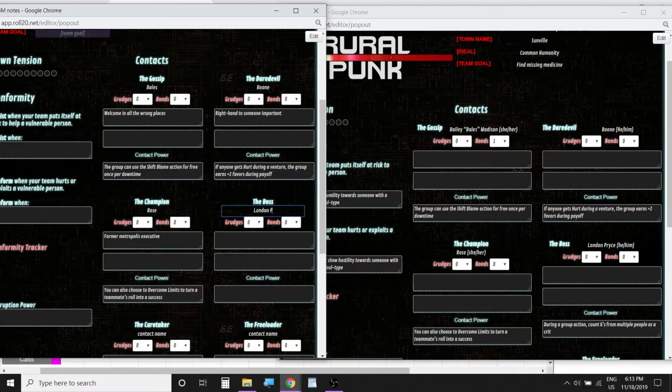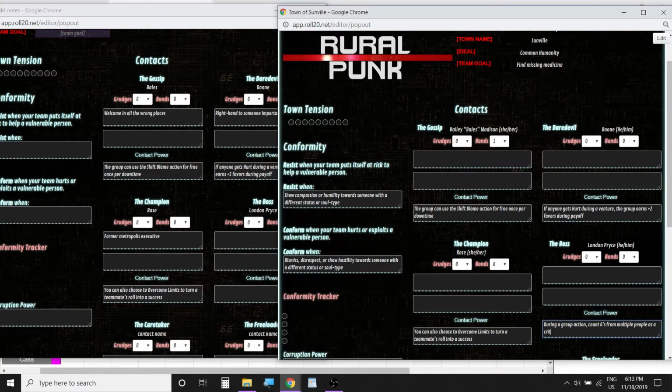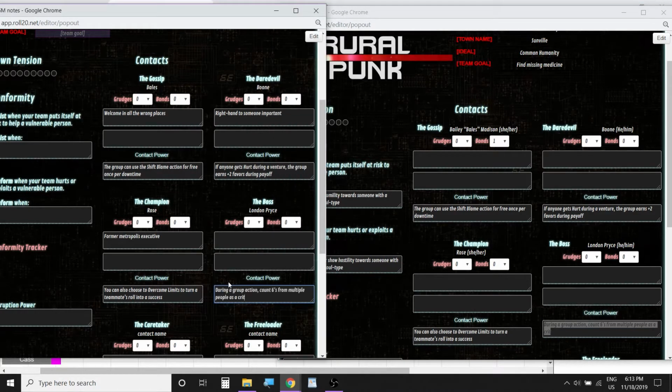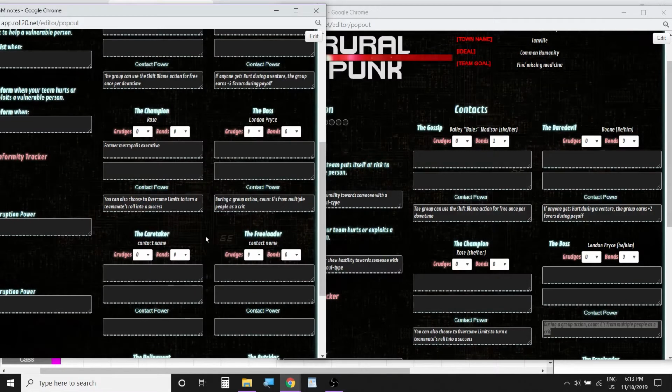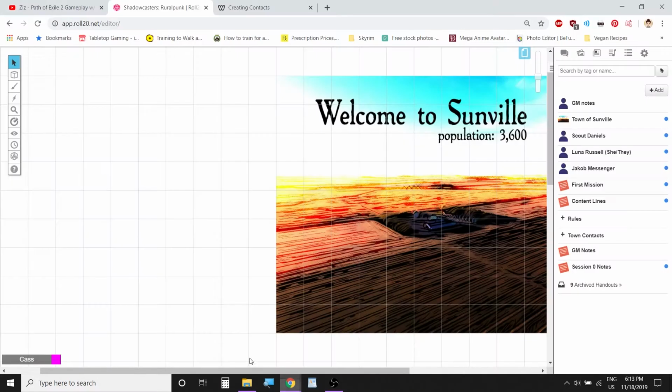Our boss is London Price, and what he can do is basically make your teamwork more effective. So if they make a team group roll, in a normal roll, if you get more than one 6, it's a critical. If you have the boss's power, then even when you do a group roll, so everyone's rolling together, multiple 6s from multiple people will count as a crit. So London Price is our boss.